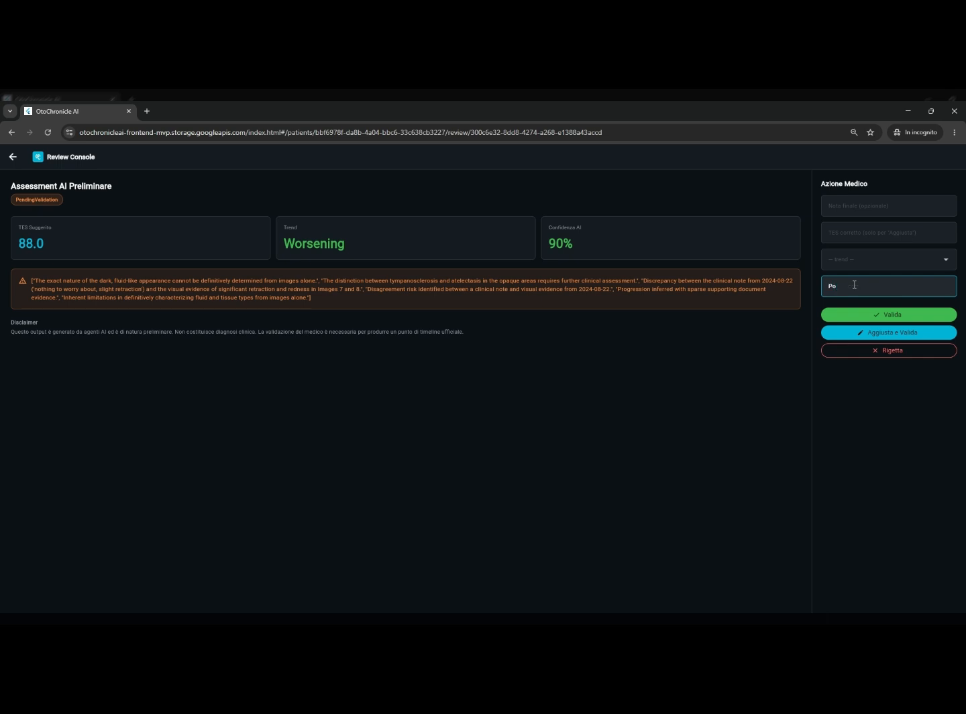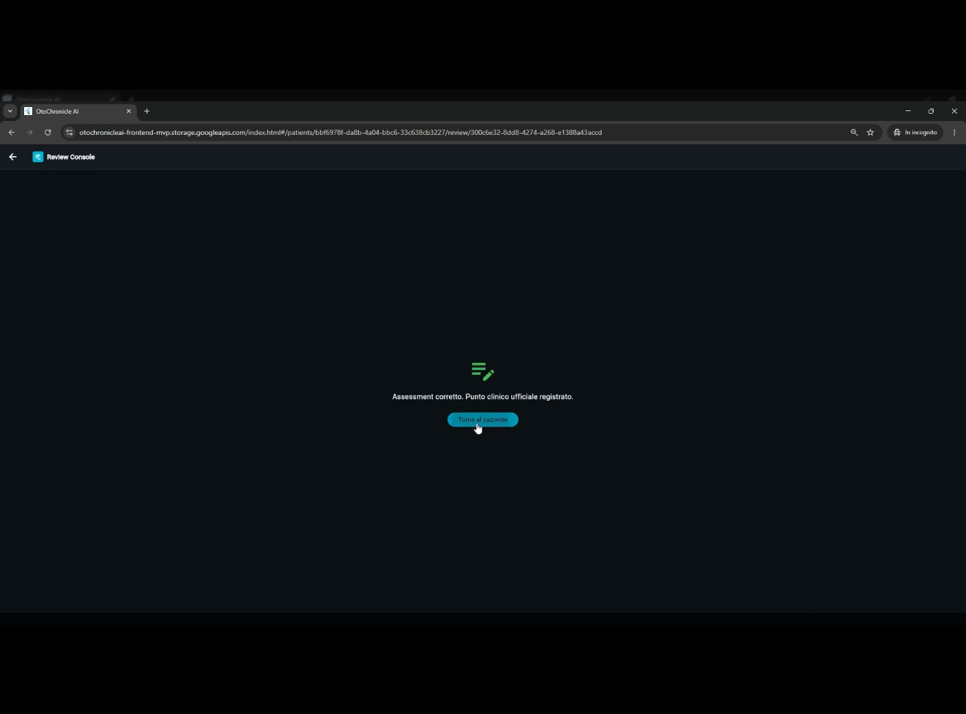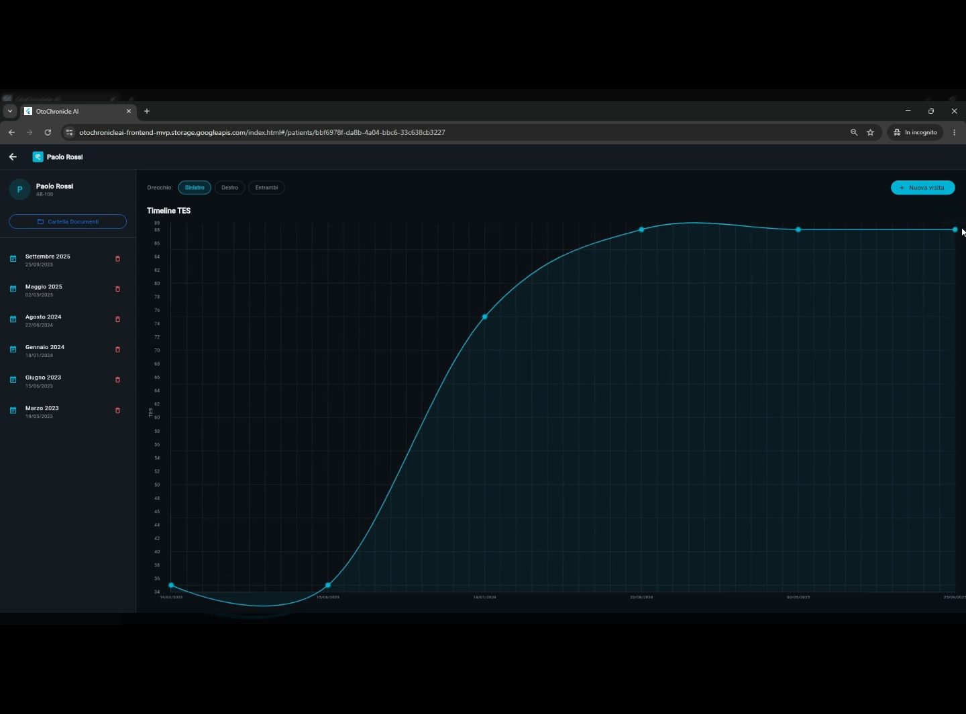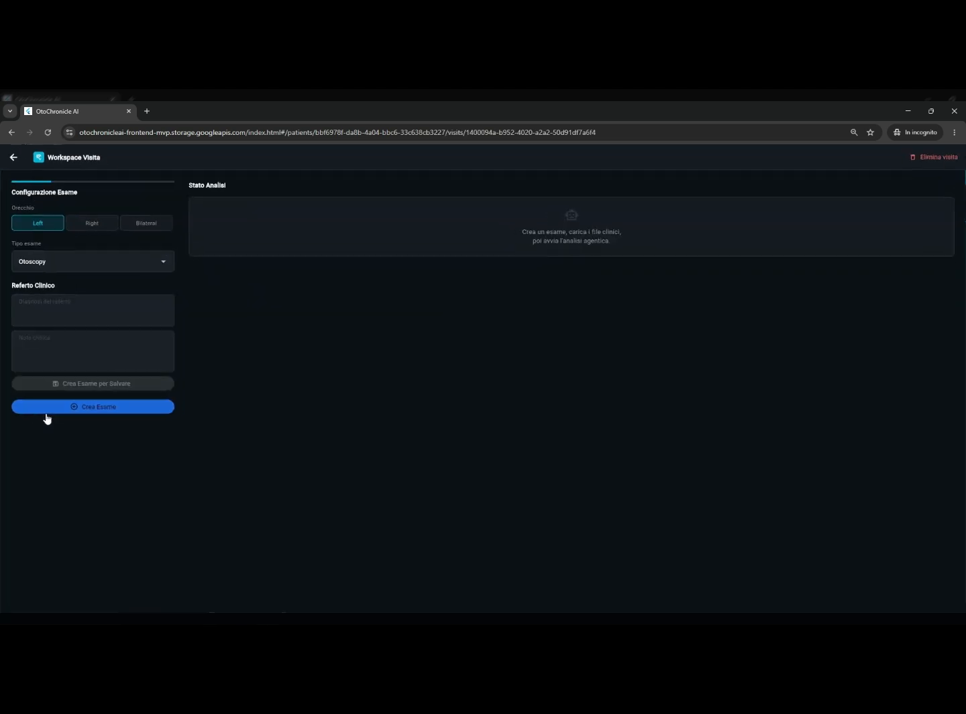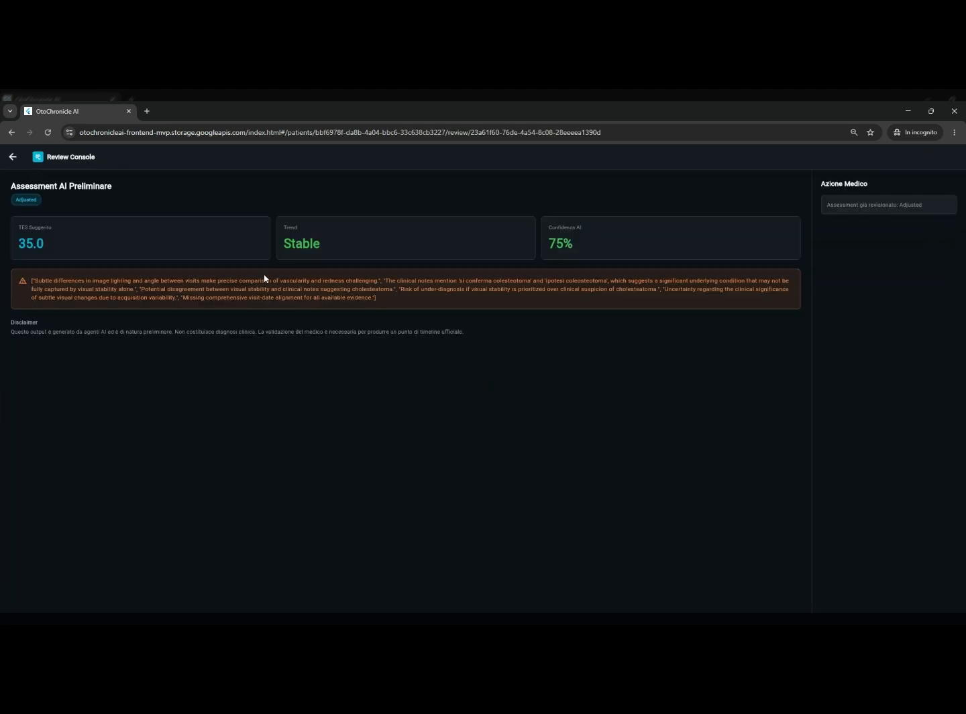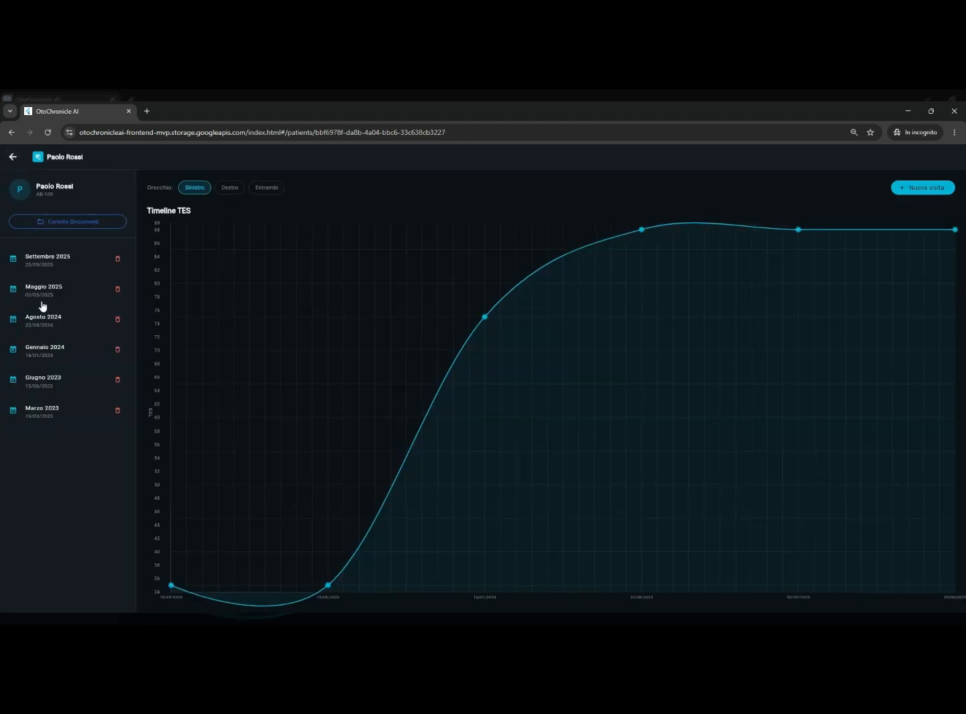I upload a new visit, 2 otoscopic images, right ear and left ear. Show upload. The images go straight to Google Cloud Storage through signed URLs. No base 64 payloads, everything enterprise grade. The backend triggers the asynchronous workflow, the ADK runtime orchestrates the 3 agents, and within seconds I get an AI preliminary assessment, suggested TS, trend, clinical summary, confidence level, and the acquisition quality warnings.